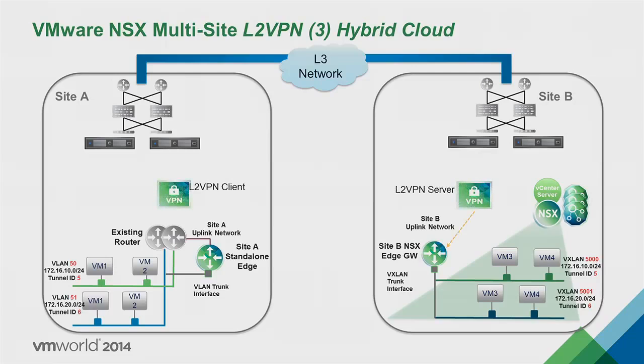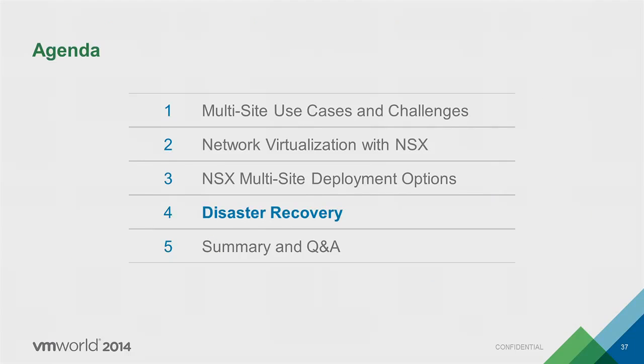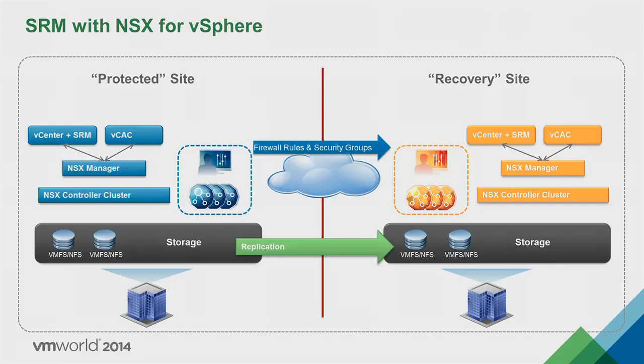And again, same thing, we enable L2 VPN client and server and build our SSL tunnel. So this gives us the ability to extend layer 2 independent of vCenter Server. All right, very quickly, disaster recovery in a couple of minutes.